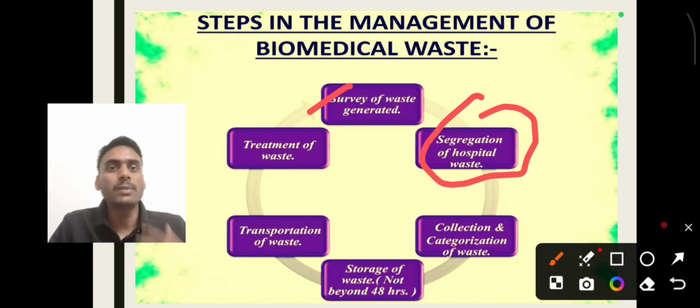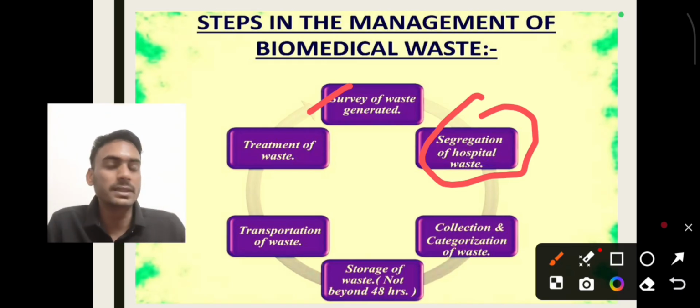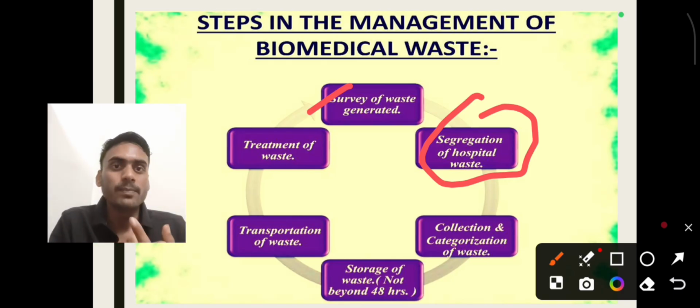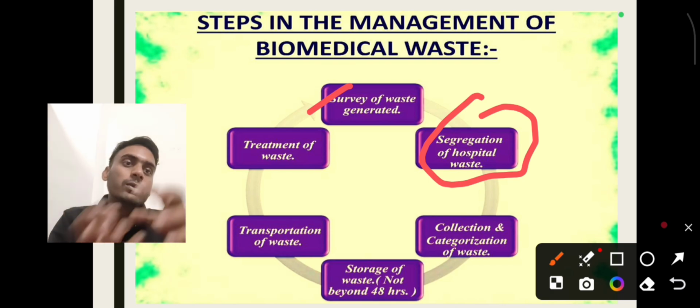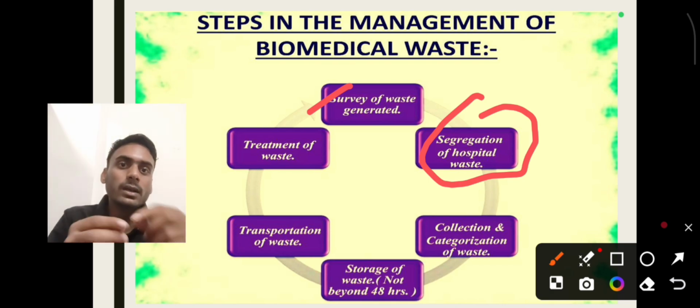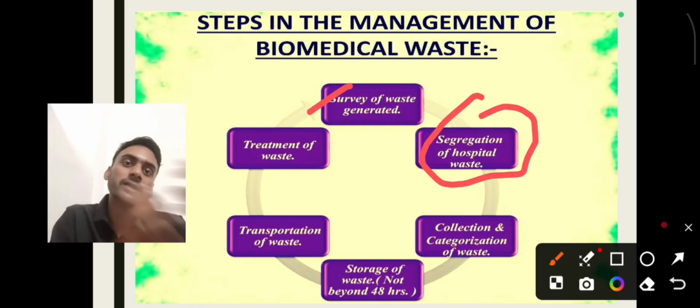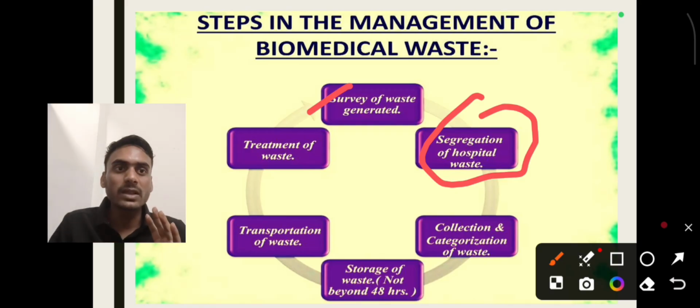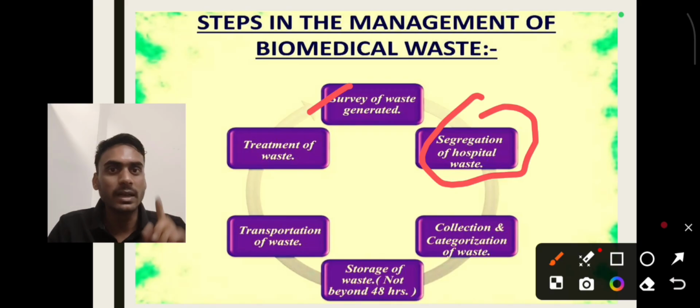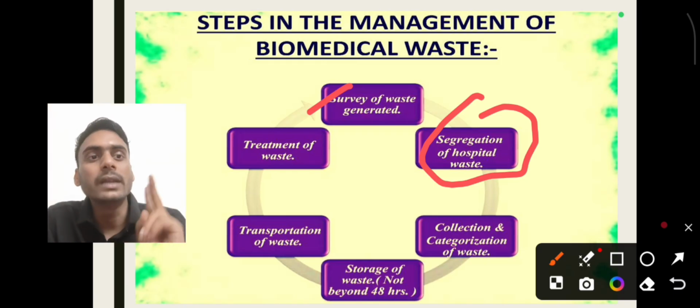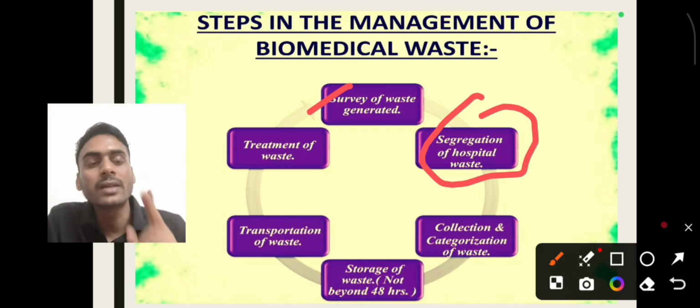Suppose a doctor is doing a dressing, and there are some gauze pieces, some tubing, and other things. At that time you decide that gauze will be placed in the yellow bag, tubing in the red bag, and some common covers of medication in the black bin. So you have to segregate hospital waste, that is step number 1. Then step number 2 is collection or categorization of waste.